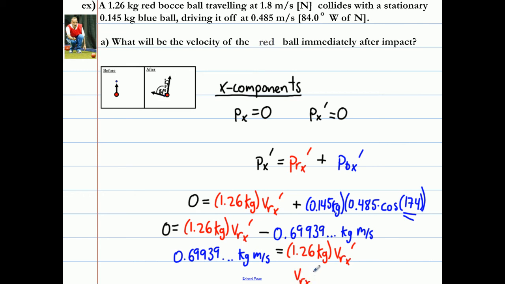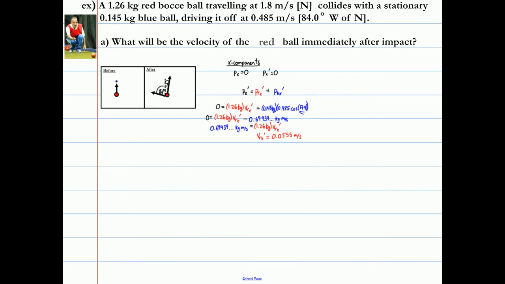So we get the x component of the red ball's velocity after the collision. So it works out to about 0.055 meters per second. We'll shrink that away and move on to the y components. So the momentum is conserved along this direction as well.